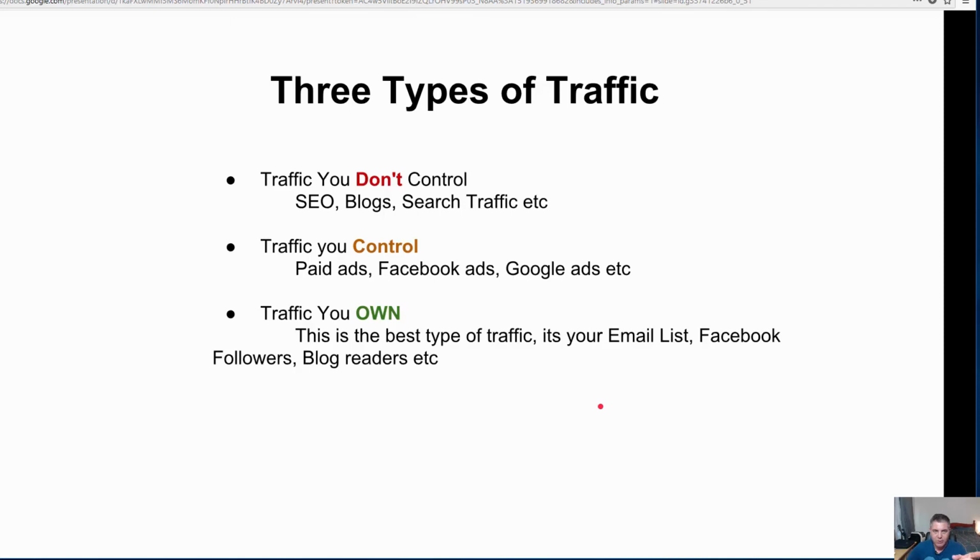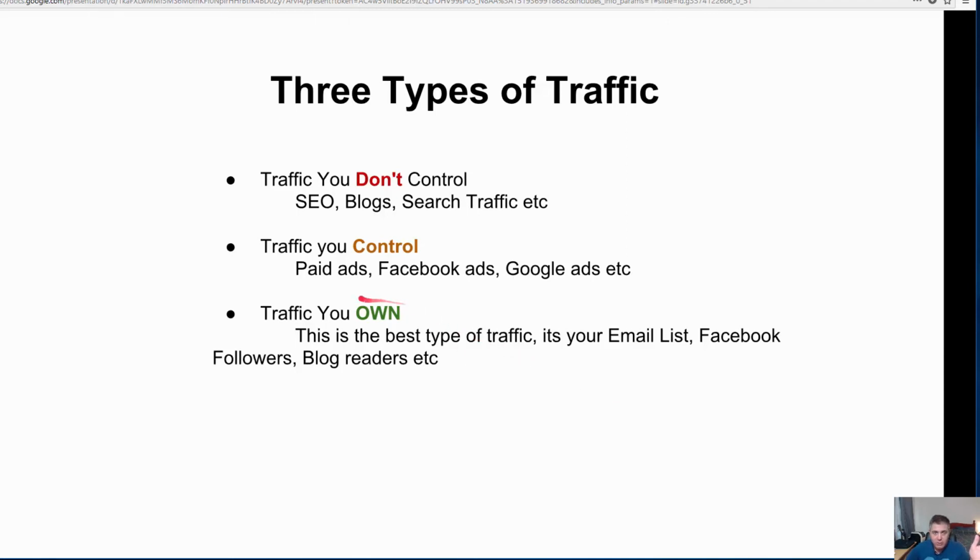Traffic you don't control. So SEO, search engine optimization on your website, your blogs, search engine traffic, etc., etc. You don't control that traffic. You have no idea where that traffic's coming from. You have no idea what it's going to do when it gets to your website, and you have no idea where that traffic's going to go to after they've been to your website. Okay? That's traffic you don't control.